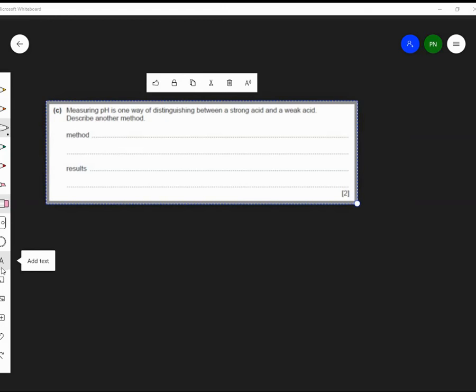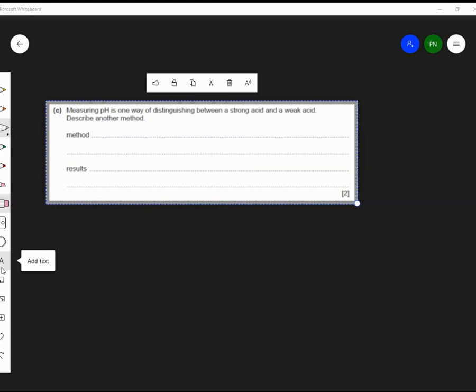Anyone? Speed of it. Oh, you've got to be more specific, Eric. It's a good answer, but you've got to be much more specific. You can't just say rate of reaction. What would you do to the two samples of acid? Add a metal. Well, not just any metal, though. If I added copper to them both, nothing would happen. So you have to add a special one, but yeah, magnesium.